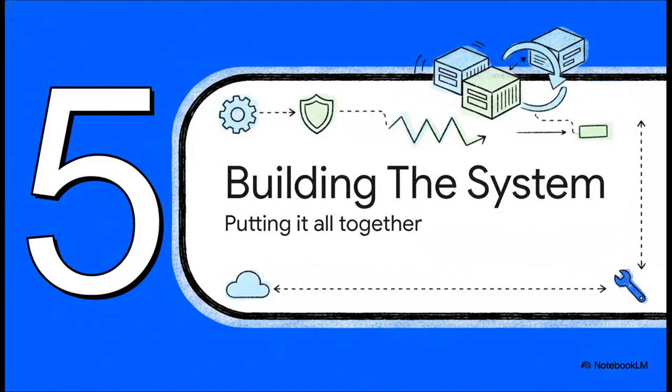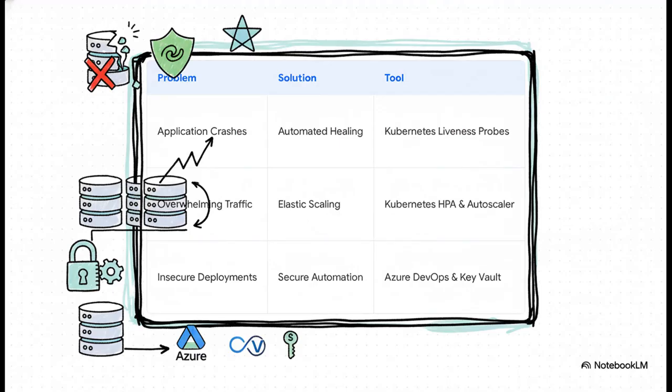So we've covered probes for healing, autoscalers for handling traffic, and secure pipelines for deploying our code. Now, for our final section, let's put it all together and see how these individual parts create one cohesive, super powerful system that's ready for anything the real world can throw at it. So let's just tie this all together nice and neat.